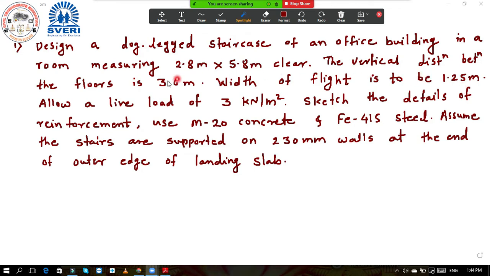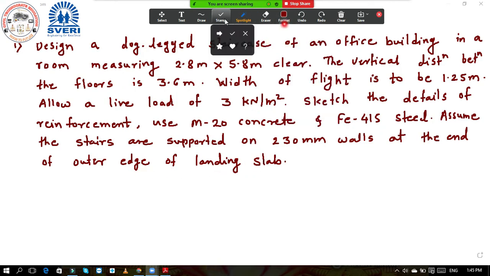Then allow a live load of 3 kilonewton per meter square. So live load is also given to you. Sketch the details of the reinforcement. Use M20 concrete and Fe415 steel. Now this is important: assume the stairs are supported on 230 mm walls at the end of the outer edge of the landing slab. So these stairs are supported on the walls. The width of the wall is 230 mm, and that wall is at the outer edge of the landing slab.